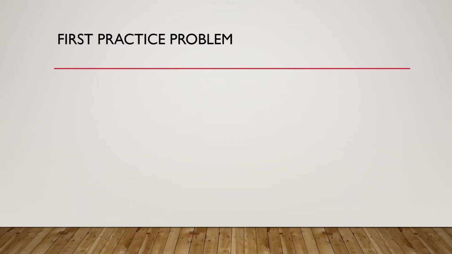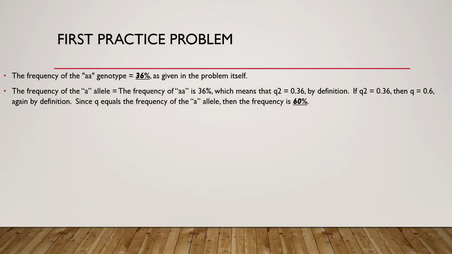Okay, working through this problem. They give us that the frequency of being homozygous recessive is 36%. We're going to use that now to figure out the frequency of the recessive allele. So if q² is 36%, or 0.36, we take the square root of q² and the square root of 0.36, and we get that q, or the frequency of the recessive allele, is 60%.